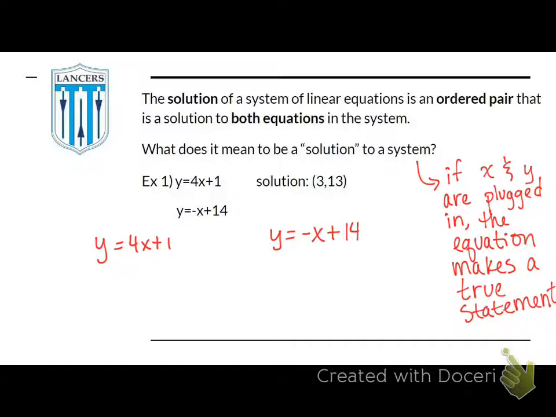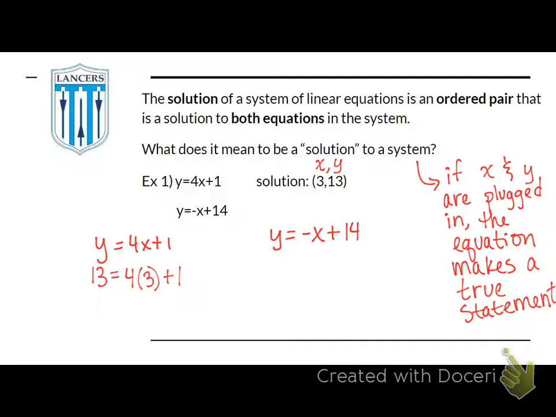Okay. On the first part, what am I plugging in for y here? What's the y from my solution? 13 is the y. Remember, ordered pairs go x, comma, y. So I'm plugging in 13 for y. What am I plugging in for x? 3. Why did I put parentheses around it? So that I remember we're multiplying 4 times x, or 4 times 3.